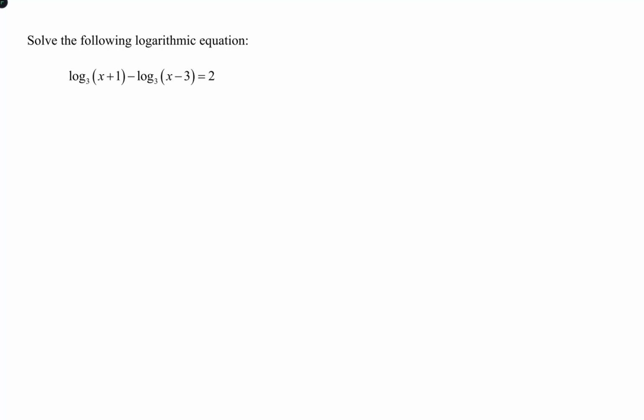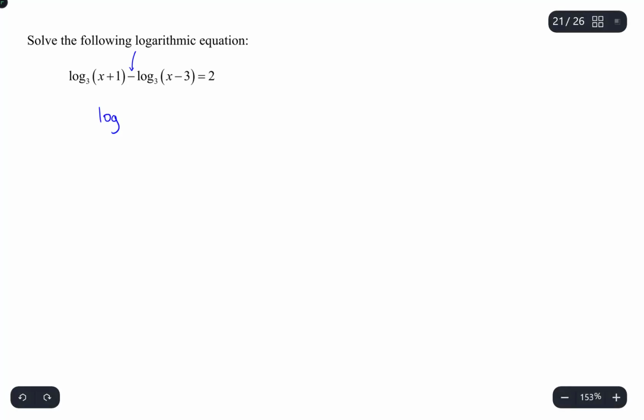And that should be fairly easy to do because whenever we have two logarithms that are subtracted from one another, we can combine them into a single logarithm, as long as they're both of the same base, by dividing their arguments. So I could change this into log base 3 of (x plus 1) divided by (x minus 3). And that would still be equal to 2.